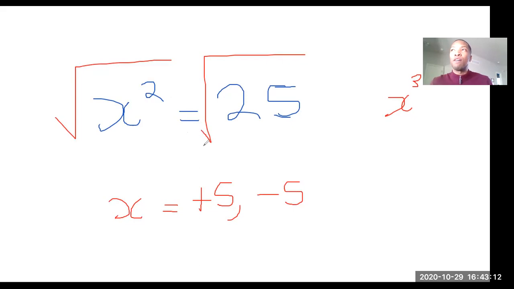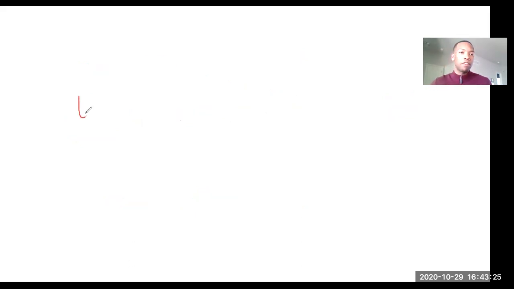Because the square root of 25 is 5, right? But now I have to separate it into 2 values, which is a positive 5 and a negative 5. Let's do one more example. If I say y squared is equal to 100.